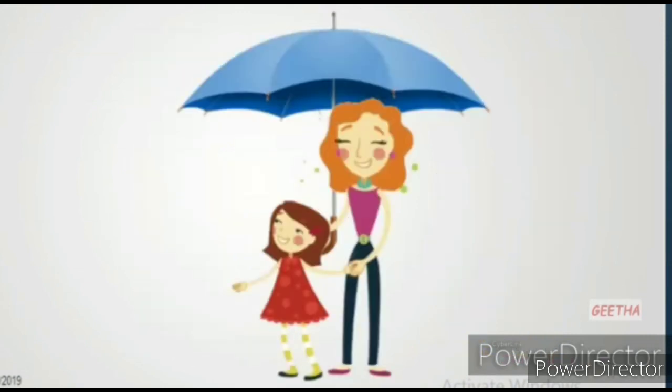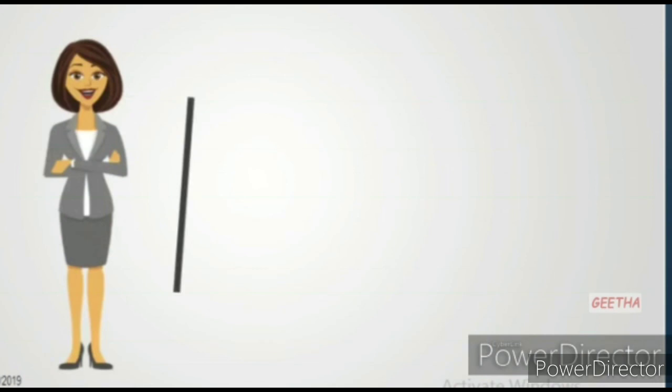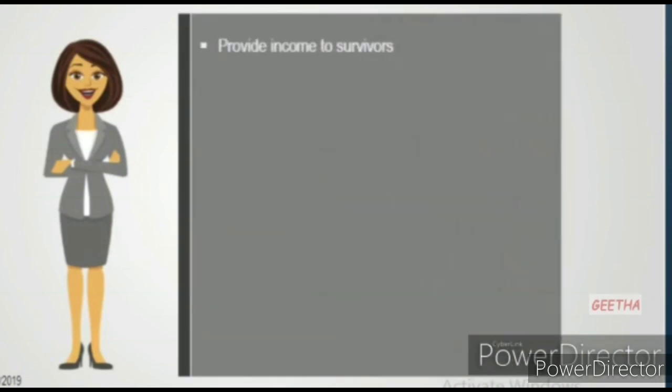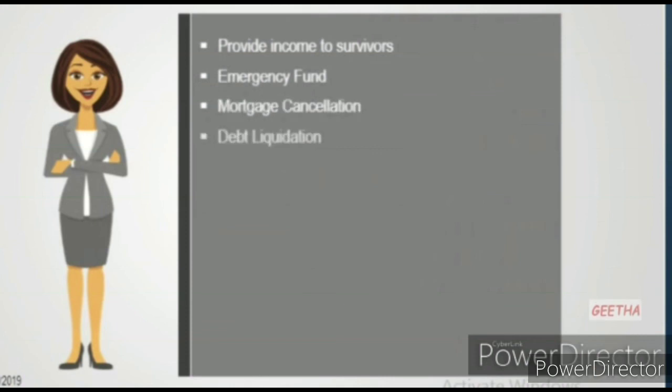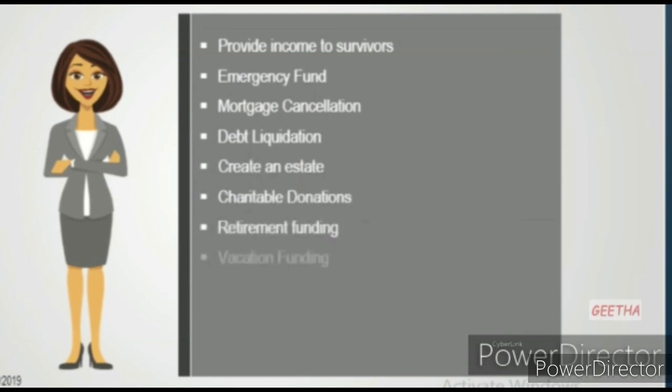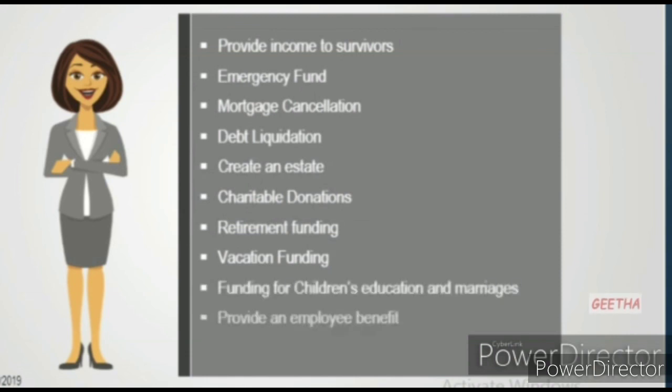Hence, we can conclude that life insurance is the most effective tool to take care of financial losses due to such uncertainties. You can use life insurance to provide income to survivors, as an emergency fund, for mortgage cancellation, for debt liquidation, to create an estate, for charitable donations, for retirement funding, for vacation funding, funding for children's education and marriages, to provide employee benefits, and to protect a business from financial loss, etc.